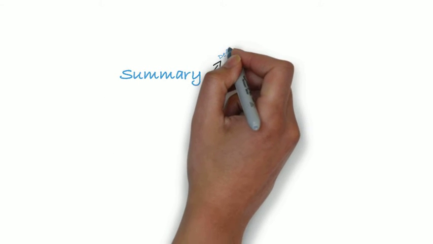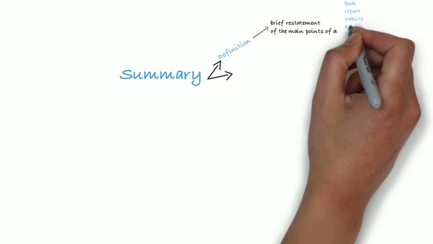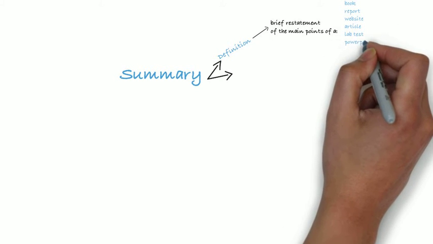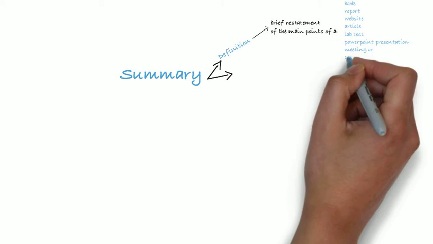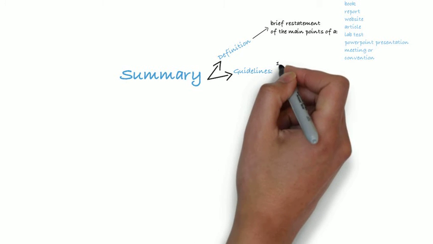A summary is a brief restatement of the main points of a book, report, website, article, laboratory test, PowerPoint presentation, meeting, or convention that saves readers hours of time because it captures only the most important parts of a work. Now let's move on to guidelines.